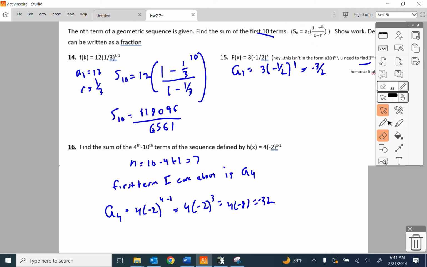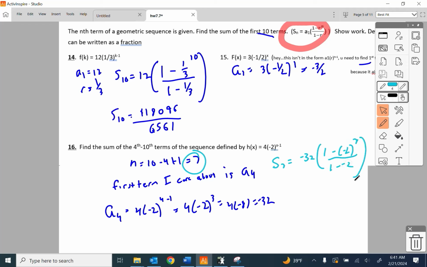And again, I'm still going up top. I'm going to use this formula right here, but I'm going to use negative 32 as the first term. I hope that makes sense as to why I'd be doing such a thing. I'm finding the sum of 7 things. The sum of 7 is the first term, negative 32, parentheses, 1 minus, the ratio is negative 2. I'm going to put that in a set of parentheses, 2 to the 7th, sitting over 1 minus a negative 2.